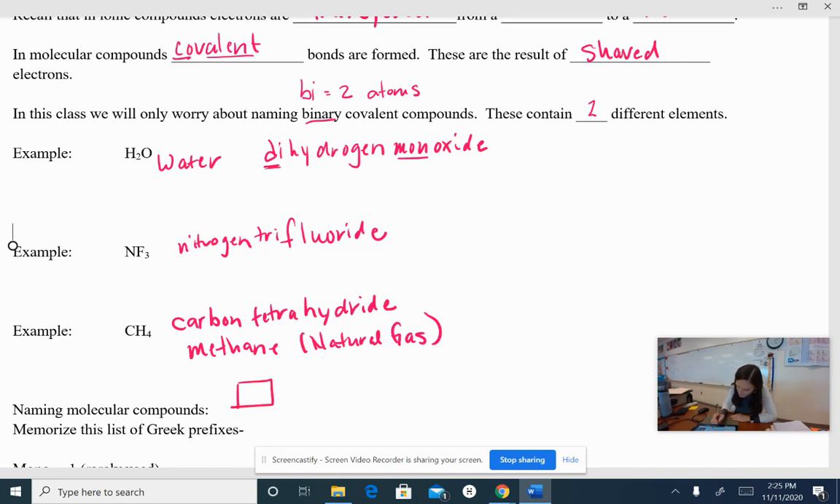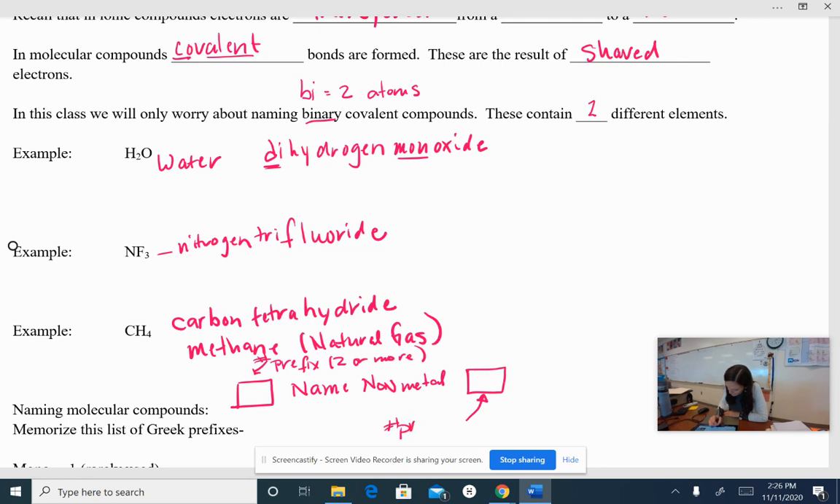Okay, so when we name molecular compounds, notice we have the same pattern. Sometimes we have a prefix, but if we only have one, we don't have a prefix. So this prefix is there if there's two or more of the first element. And we will use Greek prefixes, and then we use the name of the first nonmetal. And then we have a prefix that tells us the number. We have a number prefix here that tells us the number of atoms of the second nonmetal.